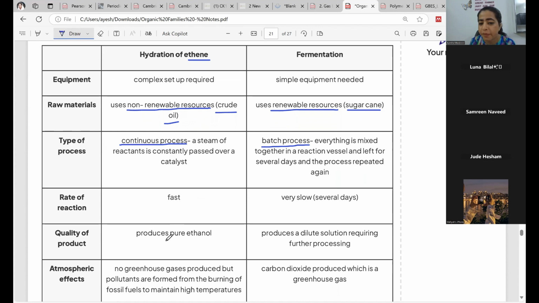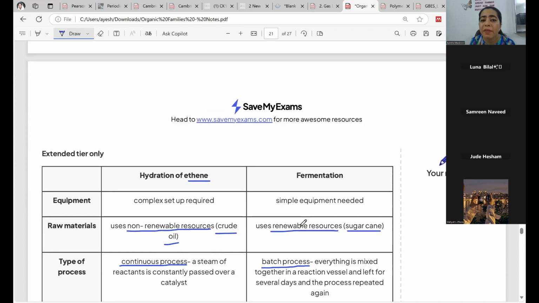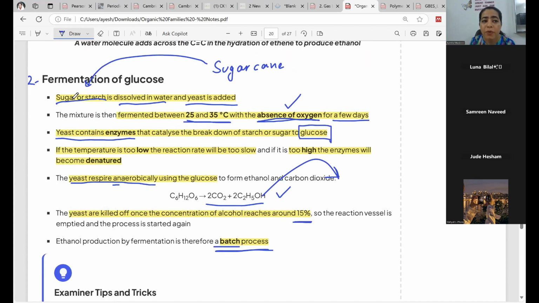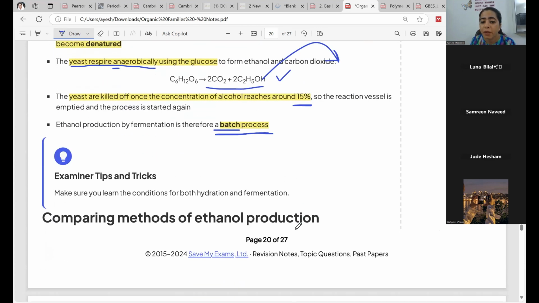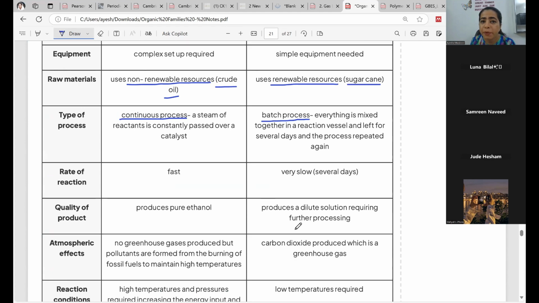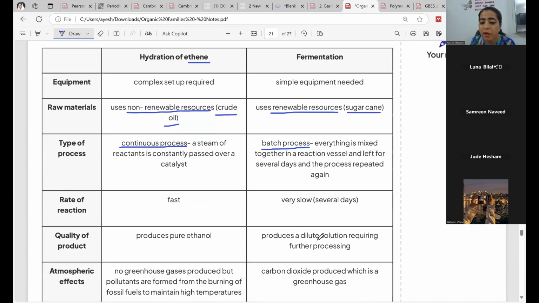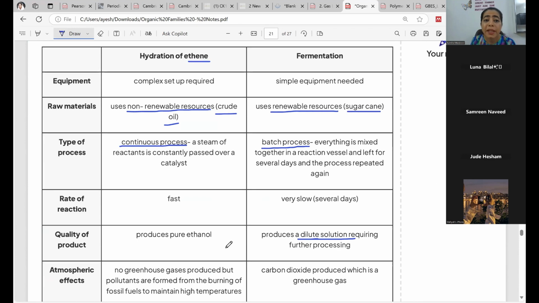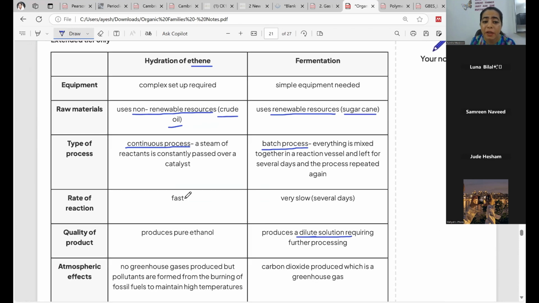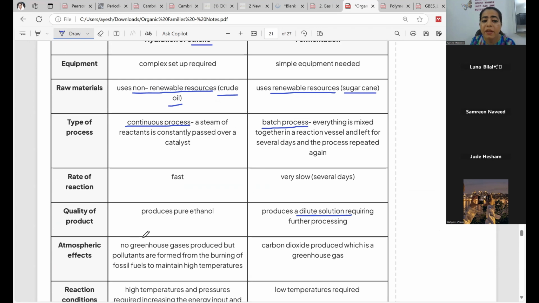going to be pure. But in case of fermentation, because we are mixing water at the start, we are going to dissolve the starch or the sugar in water. It means we are not getting pure ethanol at the end, we are getting a diluted form of ethanol mixed with water. So it is not giving us pure ethanol, but a very dilute solution of ethanol. Okay. Then hydration of ethene is not producing any greenhouse gas.